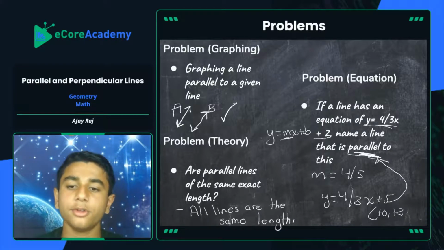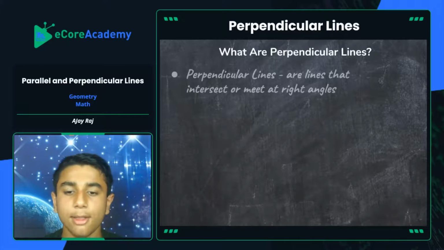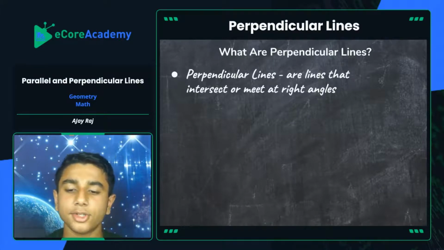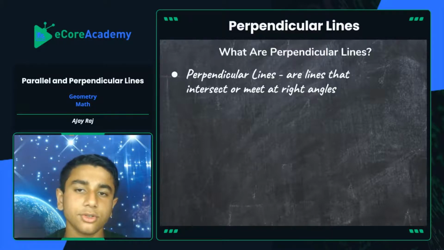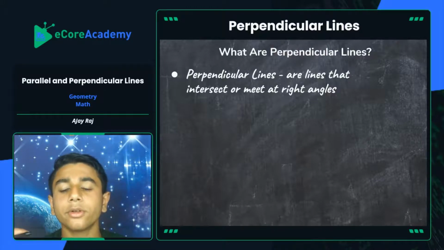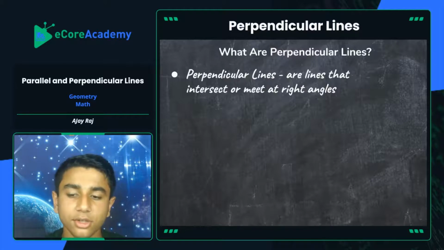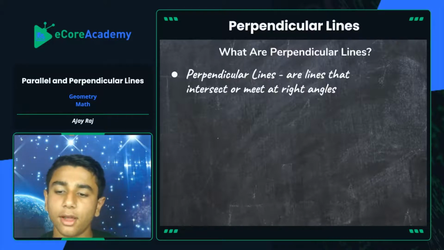All right, let's move on to perpendicular lines. So what are perpendicular lines? Perpendicular lines are lines that intersect or meet at right angles. Notice how we said that parallel lines are the only type of lines that never intersect for the entire length of a line. Well, perpendicular lines do in fact intersect, and their visual representation shows two lines intersecting at right angles. And basically, you should already know this.